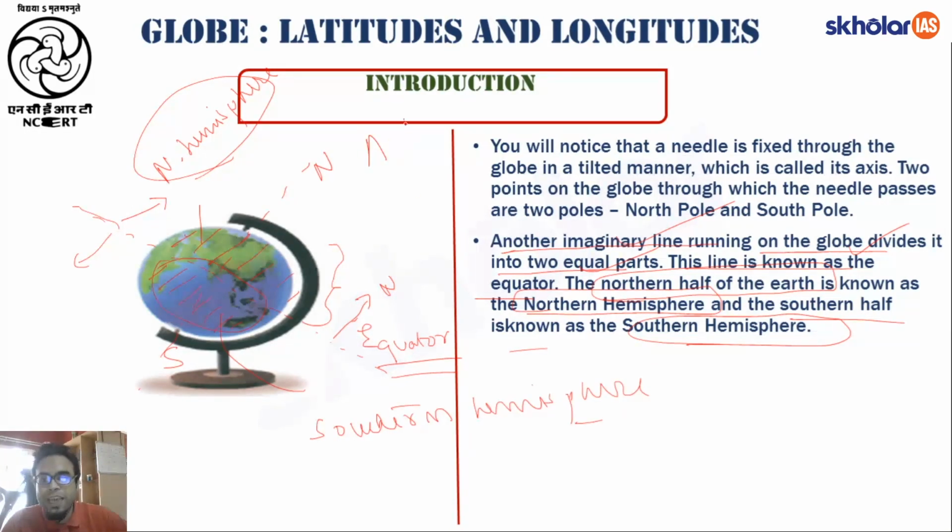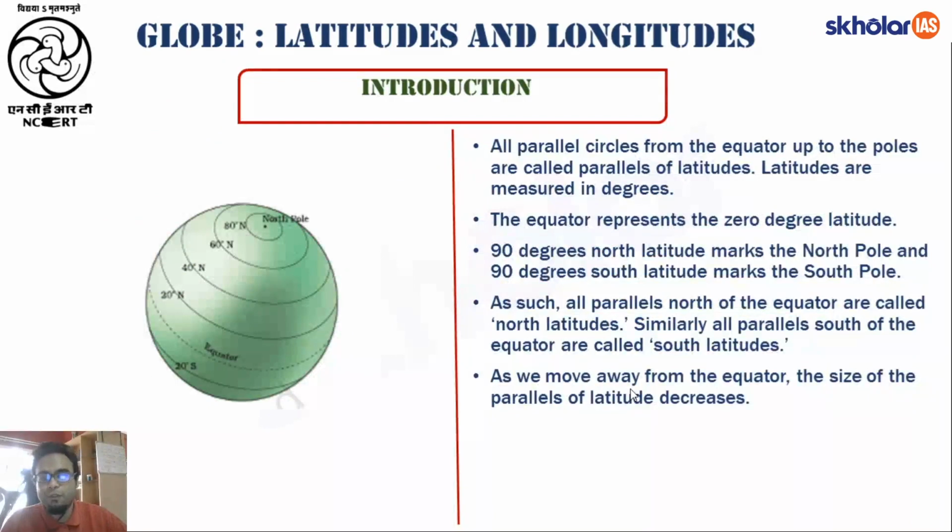Fine, understood. So what have we understood? We have understood the axis of the earth, which is 23.5 degrees from the imaginary line dividing the earth into two equal halves, right and left. Then we have understood the north pole and the south pole, and then the equator, and then the northern hemisphere, and then the southern hemisphere, right? Okay, then what's the next point?